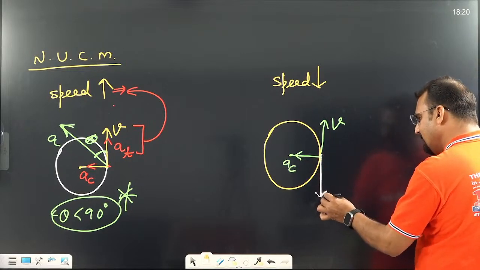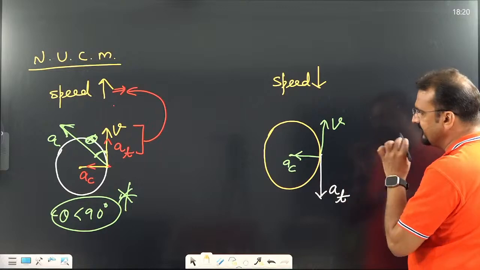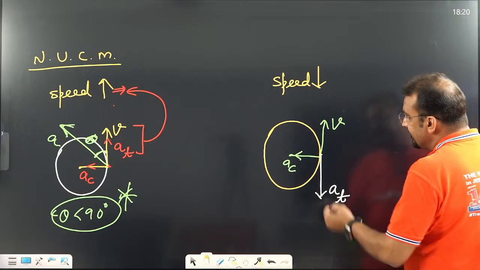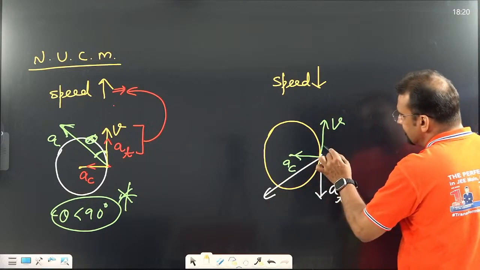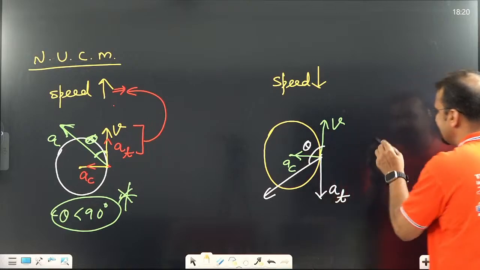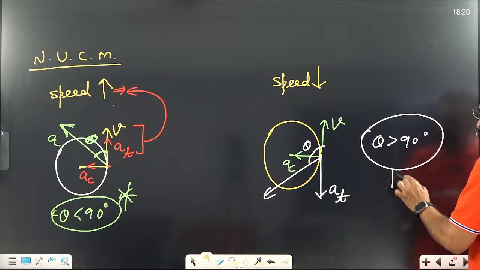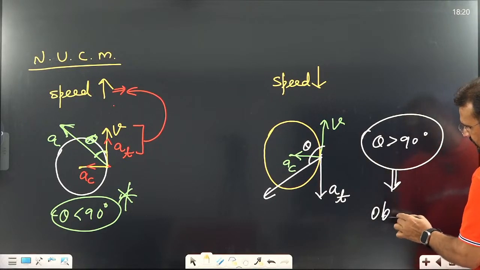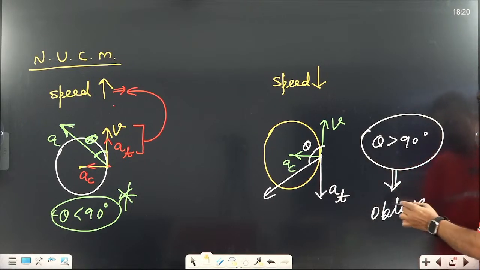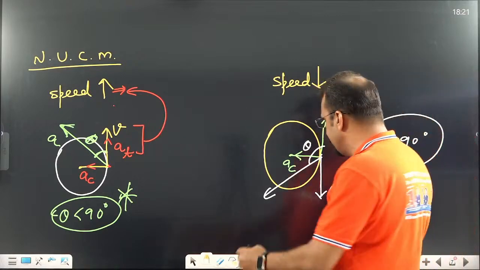AT is in the opposite direction of velocity. And where is the net acceleration? Let us assume this angle is theta. So you can say theta is greater than 90 degrees. Remember this statement. That means this is an obtuse angle. Very, very important. So how to remember this statement?